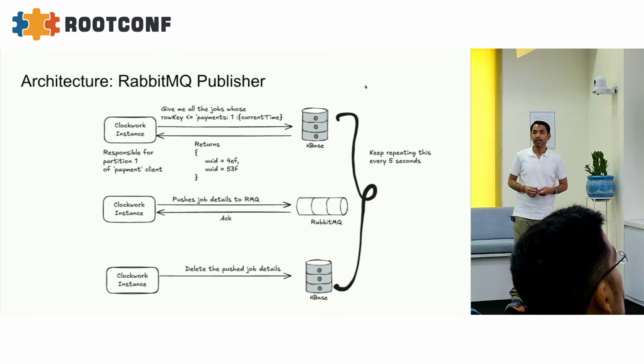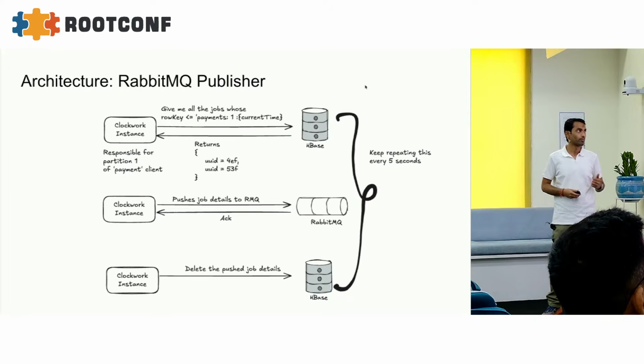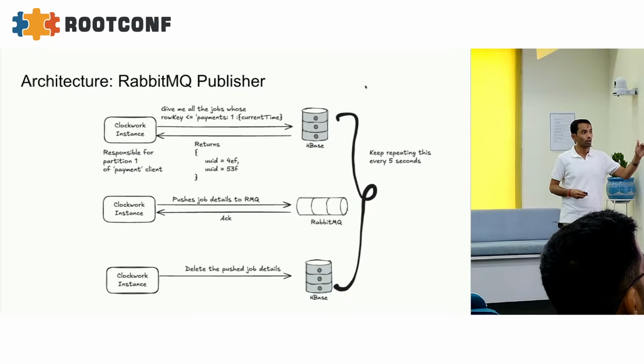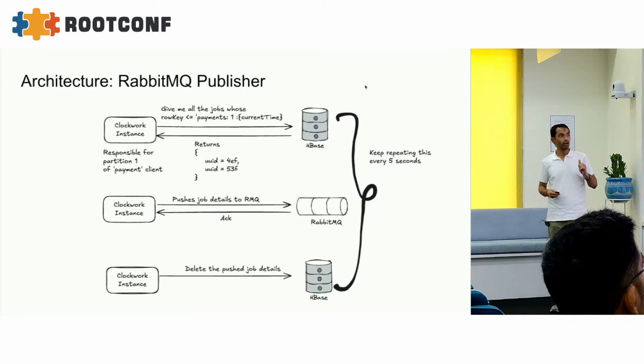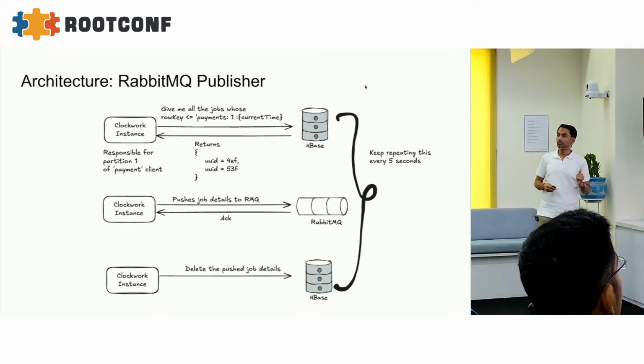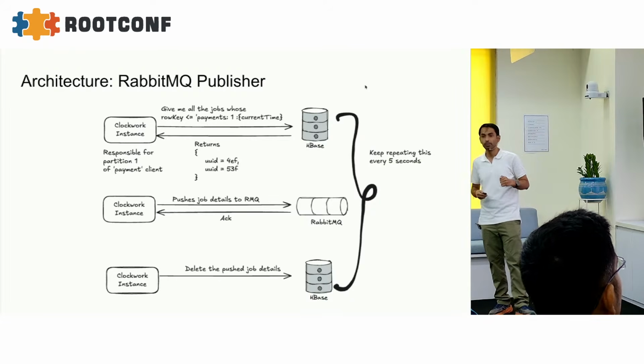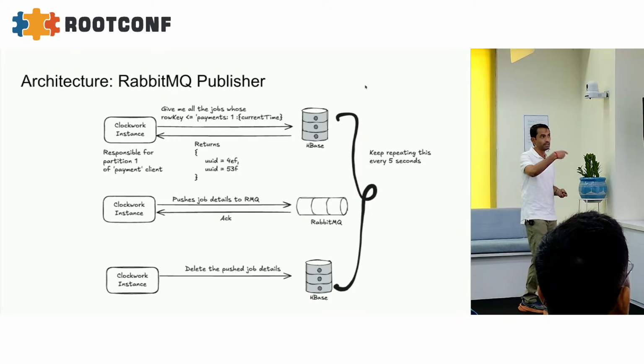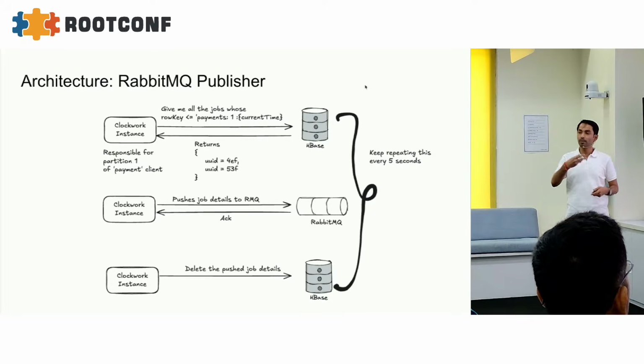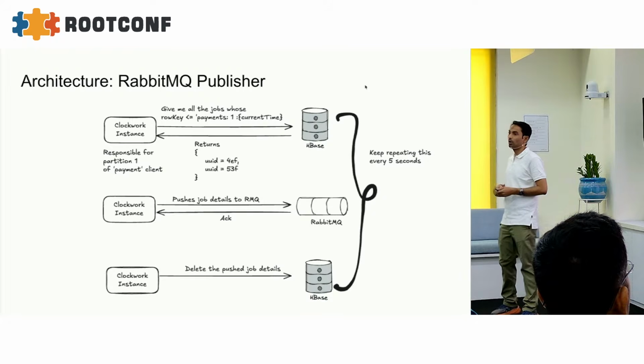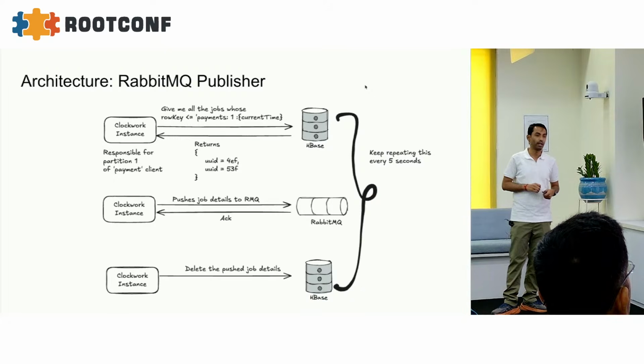Now, once a scan is completed, what happens next? We push that job to RabbitMQ, get an acknowledgement, and once an acknowledgement is received, we delete that job's details from HBase. Why do we delete? Because if we don't delete, this scan keeps on happening, right? So the same job will be scanned again. In order to avoid that, we delete the job once we get an acknowledgement from RabbitMQ.